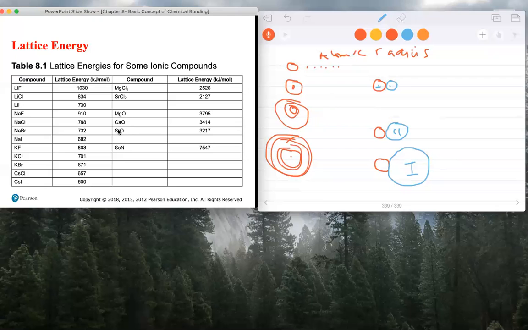Magnesium, calcium, getting bigger and bigger. Magnesium is small in atomic radius. Calcium is below strontium. You see how it's getting bigger? That is what you need to pay attention to when it comes to lattice energy.